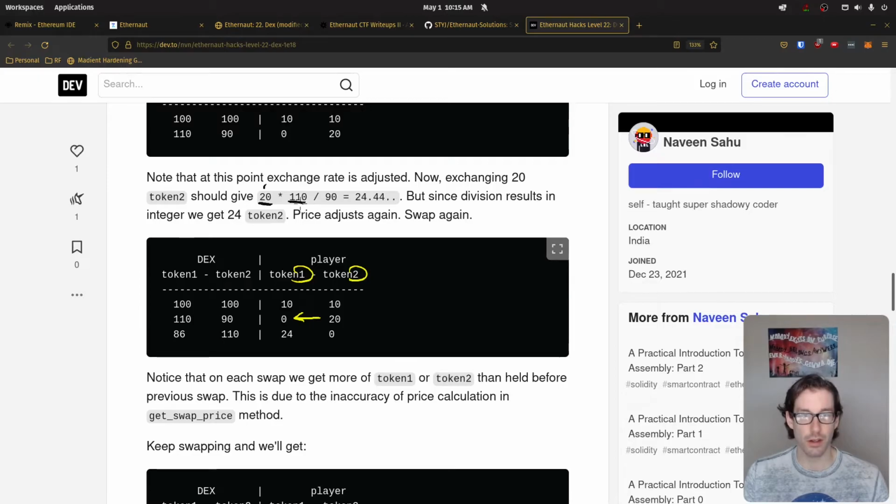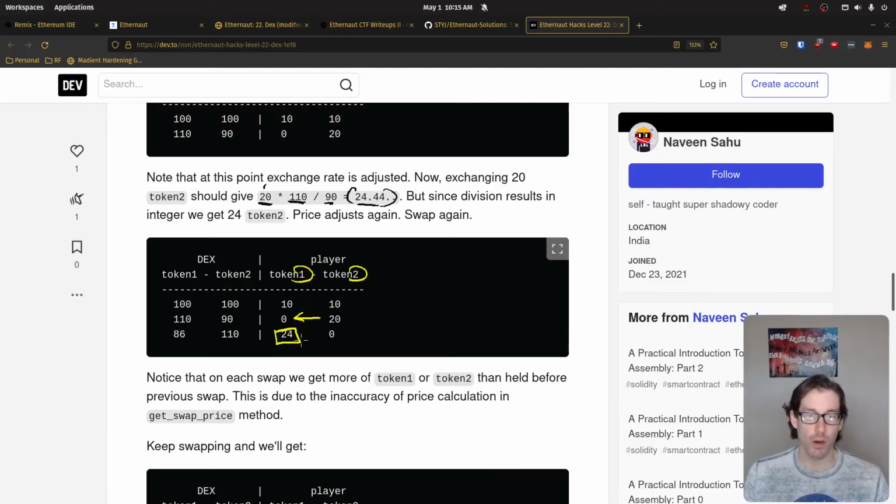So the 2 they have currently is 110. The 1 they have is 90. So we're going to say this multiplied by this divided by this is going to come out to 24.444. Remember, it rounds down. So it's not going to give us 20 as we expected. It's going to give us 24. So that's where this kind of comes into play, where we've actually gotten more than we were supposed to get.